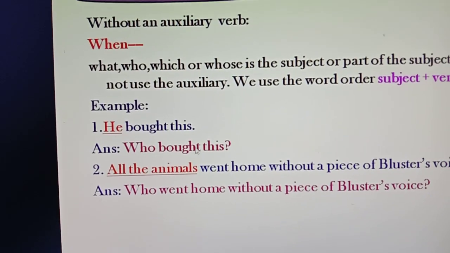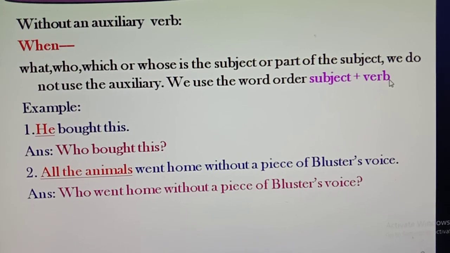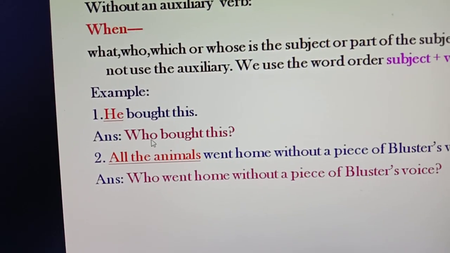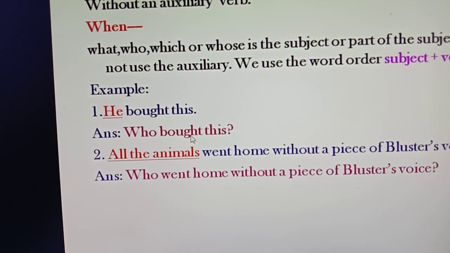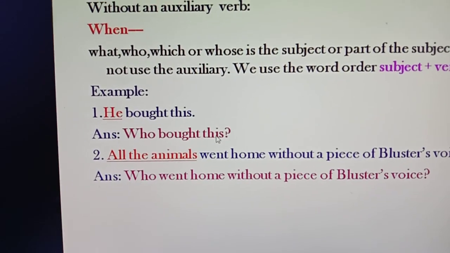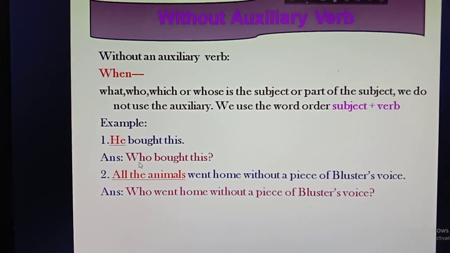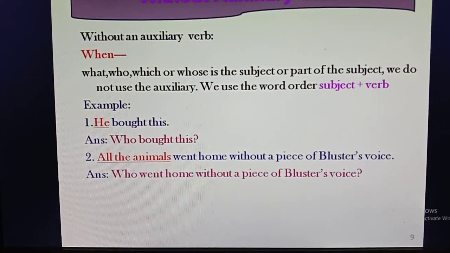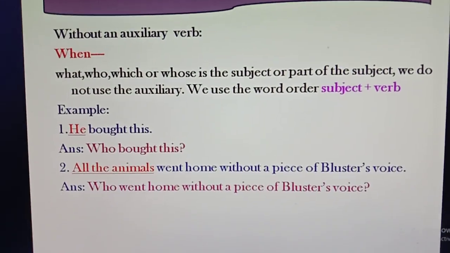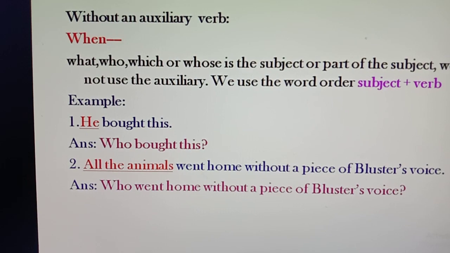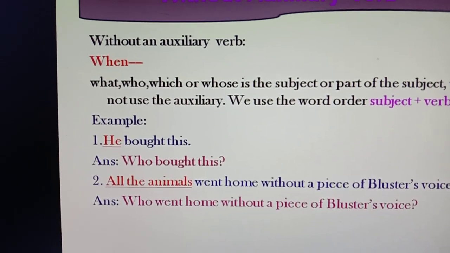That means we will directly follow the subject word order, that is subject plus verb. So who is the subject, then you are going to use bought as the verb, then the object. Okay, so as who is the subject here, I have not used the auxiliary verb. So boys, I hope you have understood it now, and you have to remember these 4 WH words, that is what, who, which and whose.